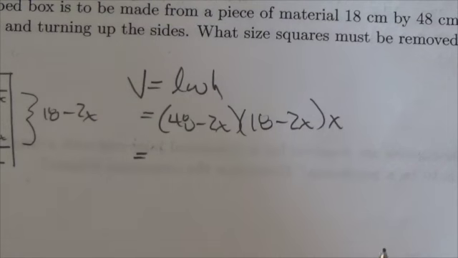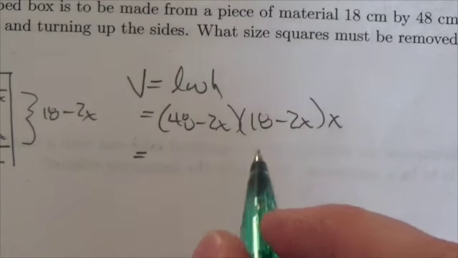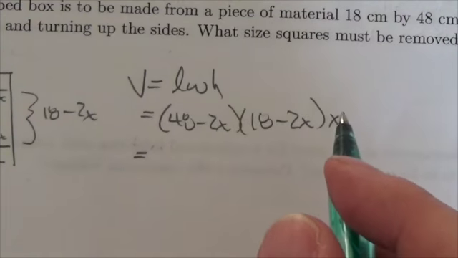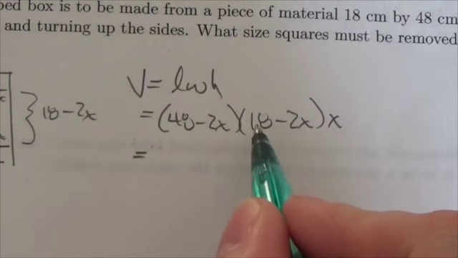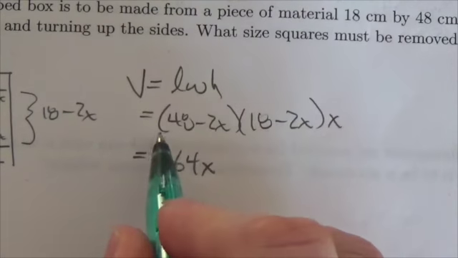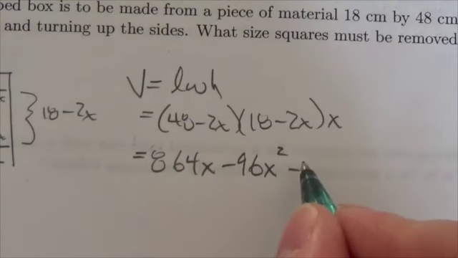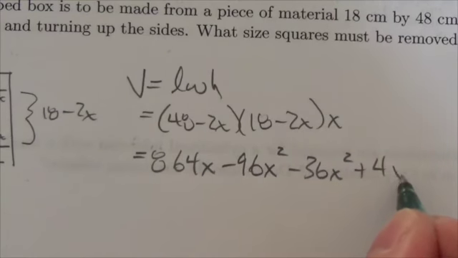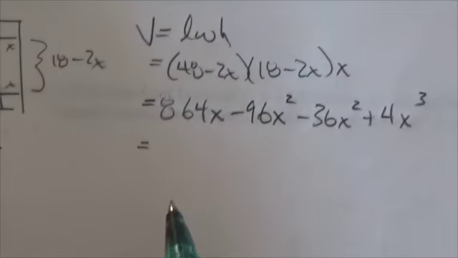Now, this is one of those places where I would probably be a little bit more tempted to expand that out, just because I've got 3 terms multiplied together, and I don't know if I want to go through the product rule for 3 terms here. So 48 times 18 will be 864, and then there's going to be an x tacked on at the end. And then I'm going to get minus 96x squared minus 36x squared plus 4x cubed.